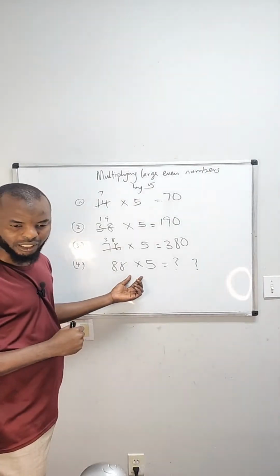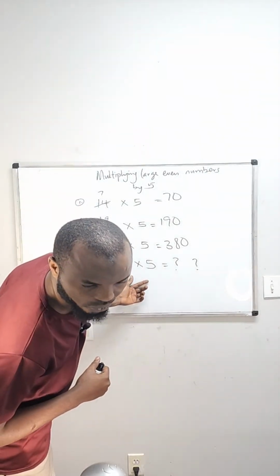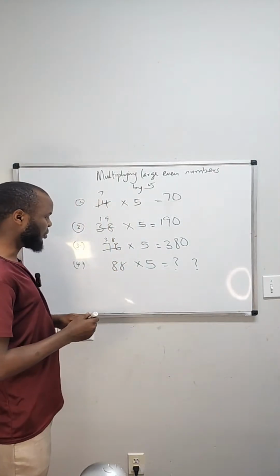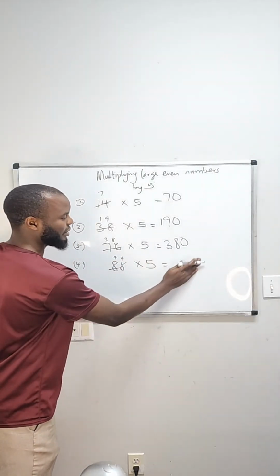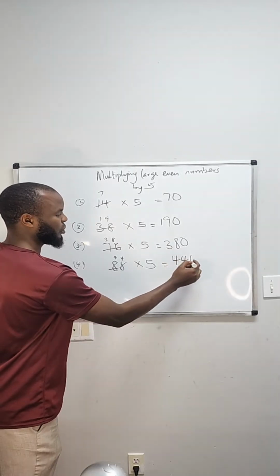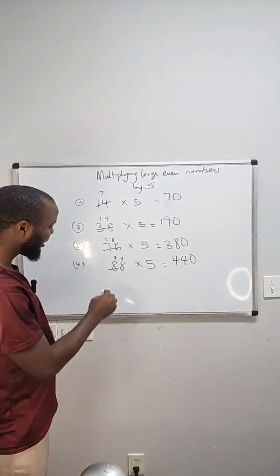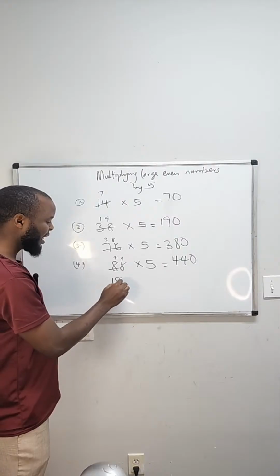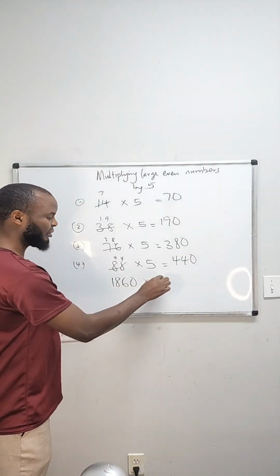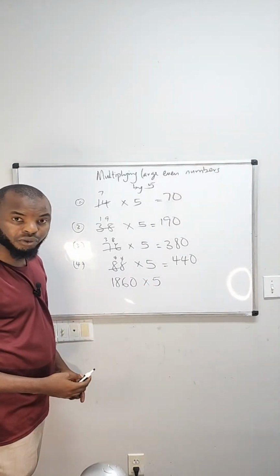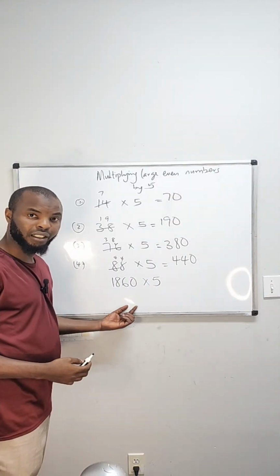Now, what is the answer to the last one? Yeah, 440. I can see the comment section. Good. Just half of this is 4, 4, and add 0 to it. So any large numbers, in fact, if you are given 1860 times 5, it is going to be easy for you to do if you can use this trick.